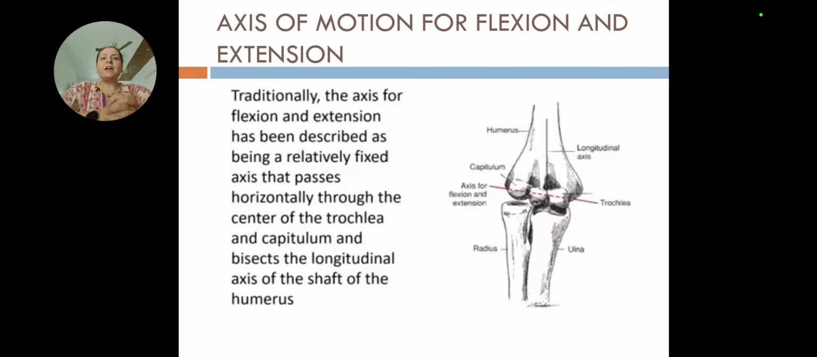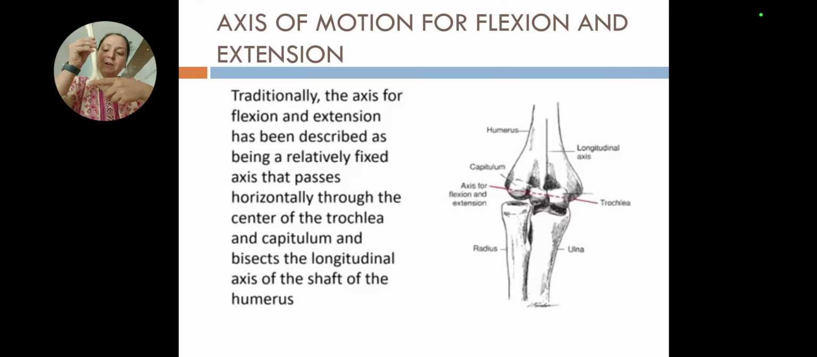Now, the axis of motion of the elbow joint, when we take the upper limb in the anatomical position, is the intersection of the longitudinal axis of the humerus and the line through the condyles. Can you see the condyles, the trochlea and the capitulum? If this is the bone, it is the longitudinal axis passing through the humerus, and this is the line passing through the capitulum and the trochlea. Now when this intersects, this becomes the axis of motion.